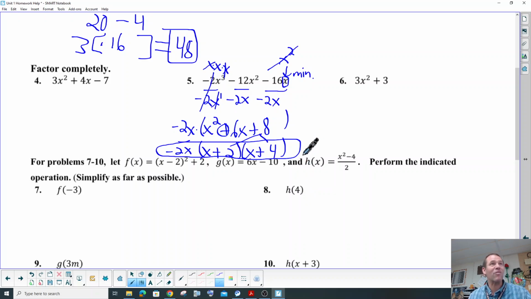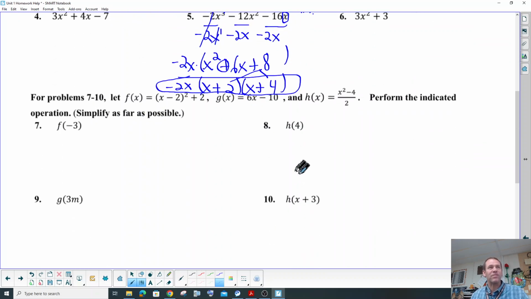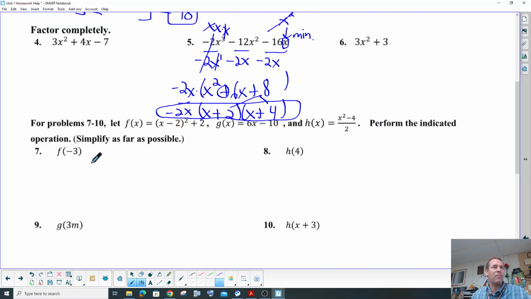Ooh, more review. Man, we're just reviewing. What is going on? So do you remember compositions, combining functions? That was 1.2. So now remember, f of negative 3 can also be written as f of x where x equals negative 3, right? And so we're going to go to f, and wherever we see an x, we're going to plug in a negative 3. So we get negative 3 minus 2 squared, and then plus 2. Negative 3 minus 2, PEMDAS.